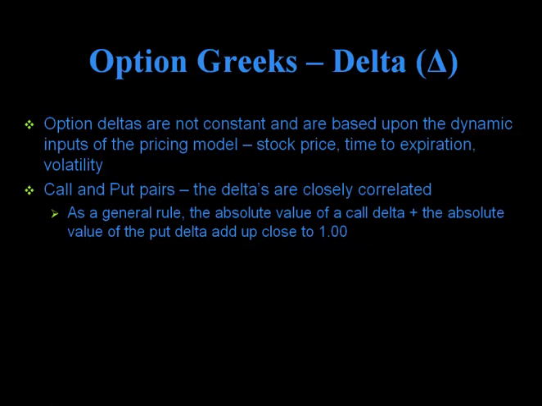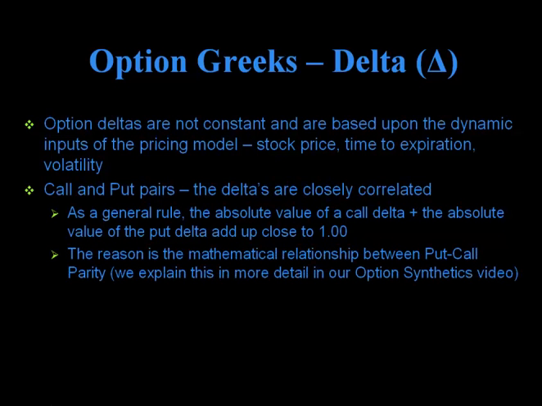Remember, we said puts have a delta that is negative, but if you take the absolute value, that's taking the positive. So if you add them up in a put call pair, they're going to be roughly approximately equal to 1. As we get into option synthetics, you'll understand why there might be some unique differences between an American style and European style options, but essentially they'll add up to about 1. As I mentioned before, we'll describe this more in our video series on option synthetics and put call parity.